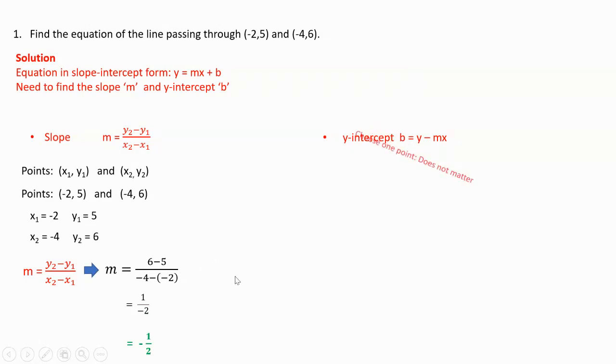Okay, so now we must choose another point. It doesn't matter which one. In this case, I'm going to choose the (-2, 5). So b equals y minus mx. So my y is 5 and my x is -2. And my slope is -1/2.